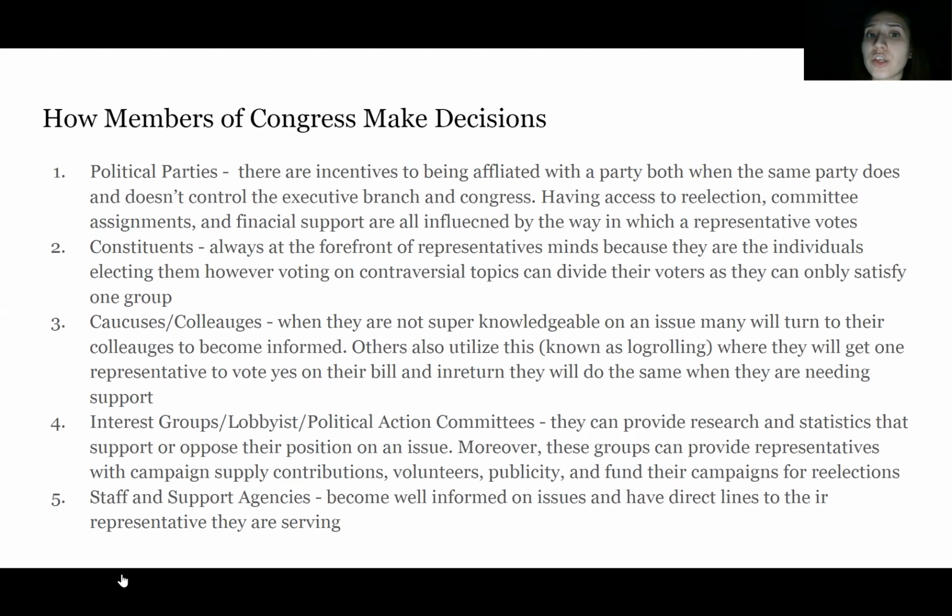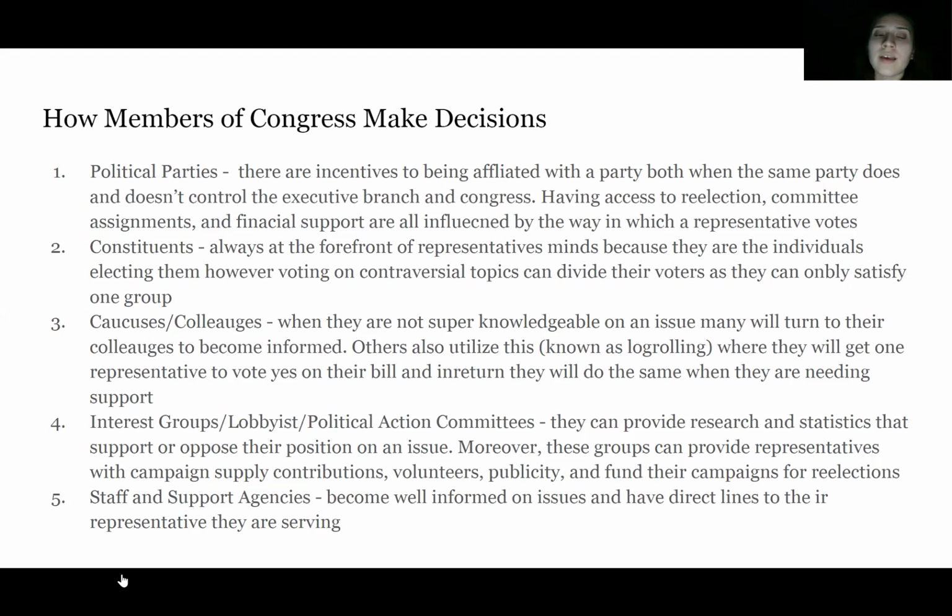If you are a part of or affiliated with a specific party, there are responsibilities you must uphold when they want you to lean a certain way. And if you do not follow through with that, there are things on the line, whether that be re-election, committee assignments, or financial support. So oftentimes the way in which their political parties want them to vote is at the forefront of their minds.